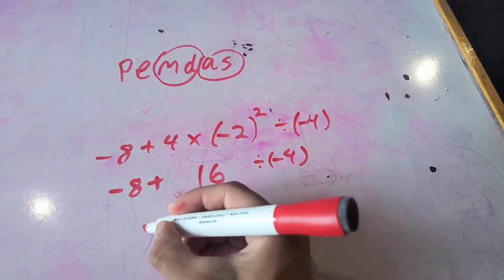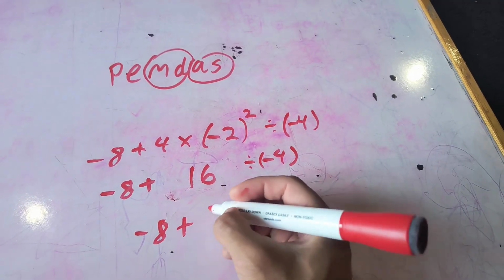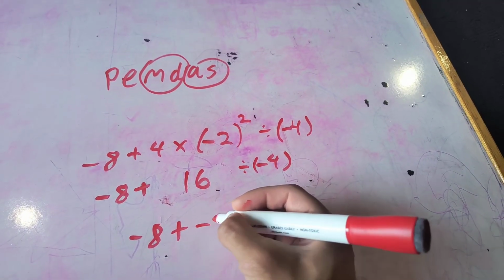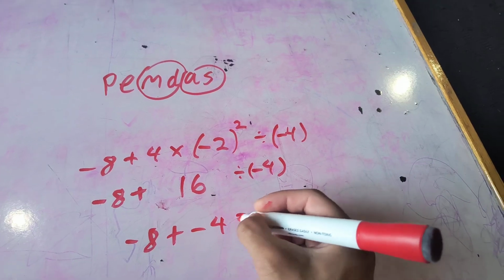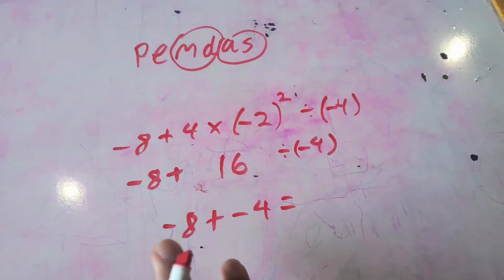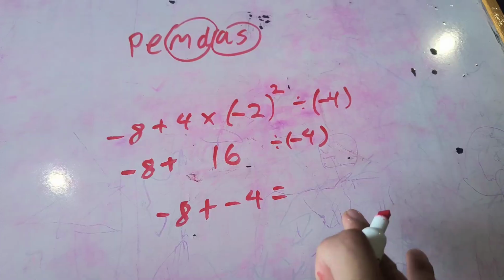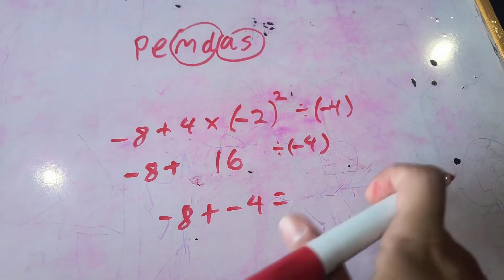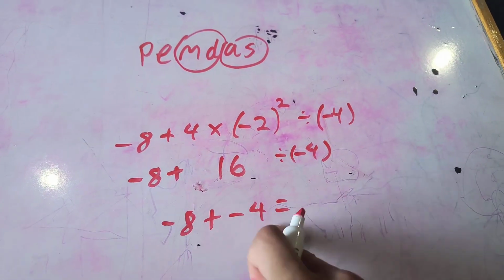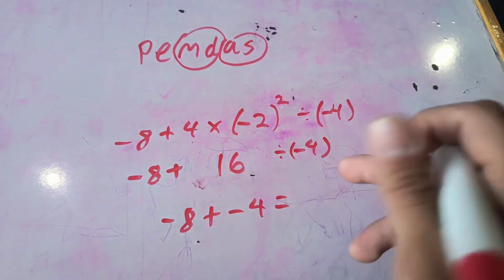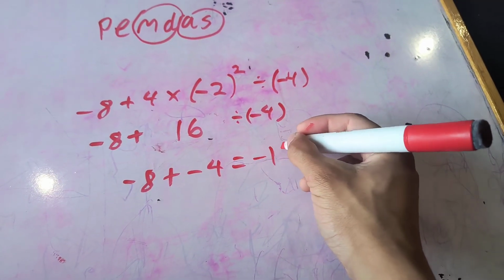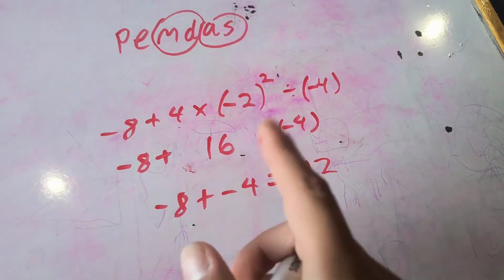So then this becomes negative 8 plus negative 4, which is equal to, so negative number plus a negative number gets you another negative number. It'll get you 8 plus 4 is 12. So this will be negative 12. There we go. That's the answer to that.